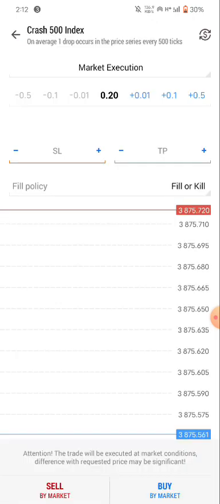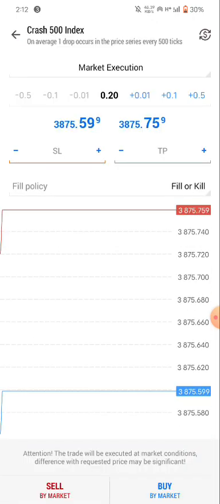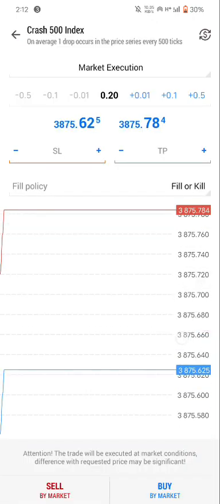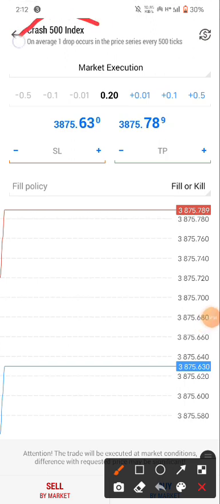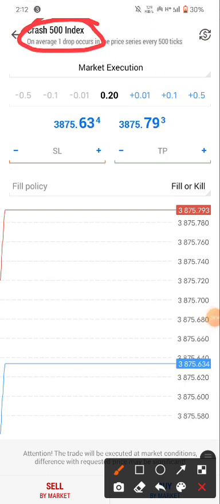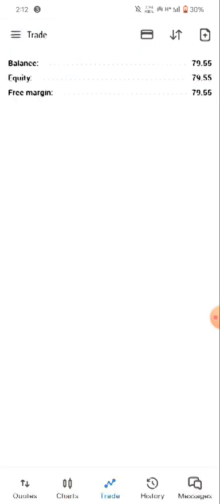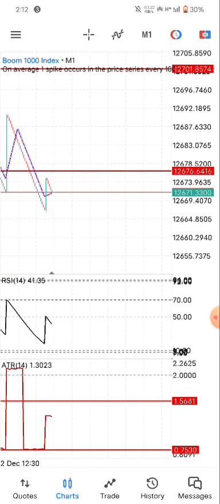So what you just need to do is come over to this particular trade that's underneath here, tap on this plus sign, then confirm the type of this thing you are dealing with. We are currently at crash 500 index. I'm not trading crash 500 index. If you observe, this chart is currently on boom 1000 index.